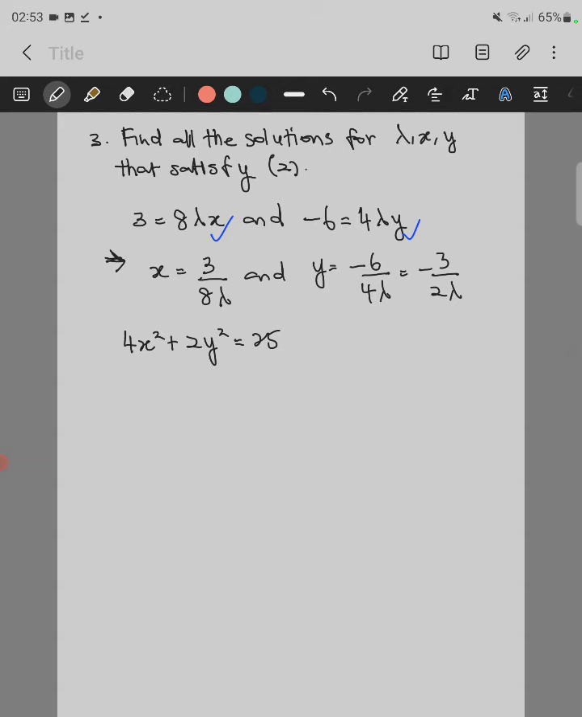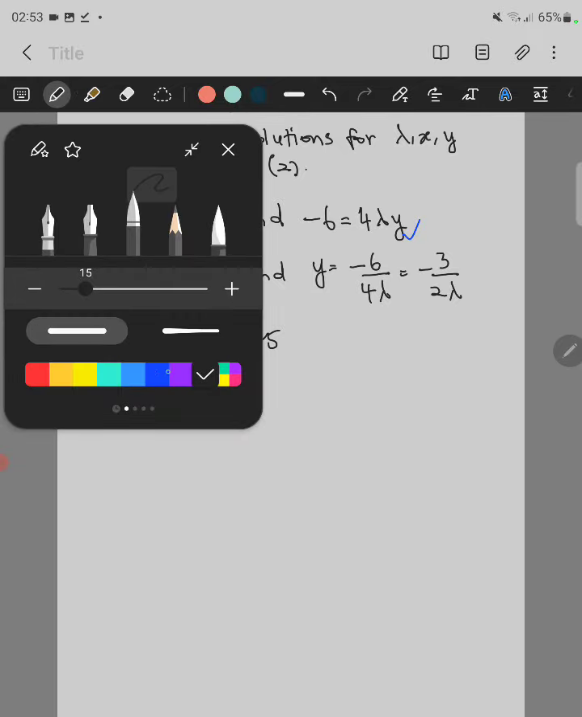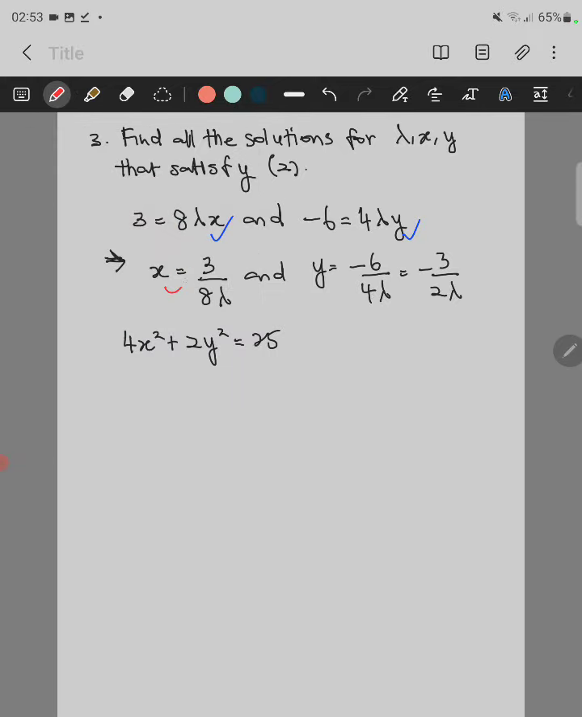We need to consider this constraint because, when we use the Lagrange multiplier, we just want to find the maximum and minimum value along this constraint. So our x and y should be on this constraint. We only consider such points x and y within this constraint. We know that x equals 3 over 8 lambda and y equals minus 6 over 4 lambda.